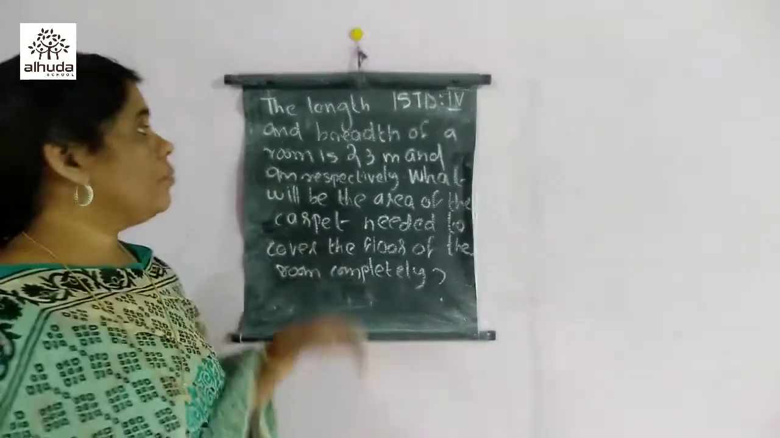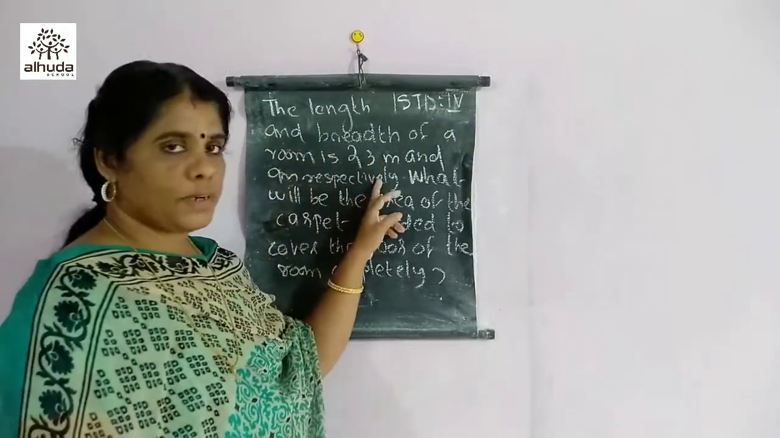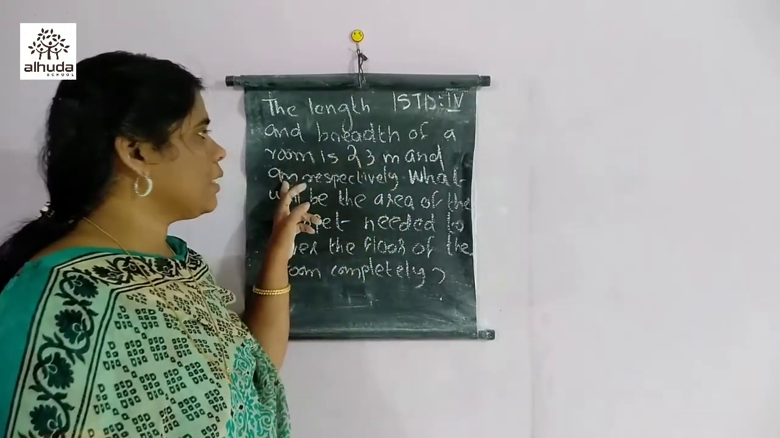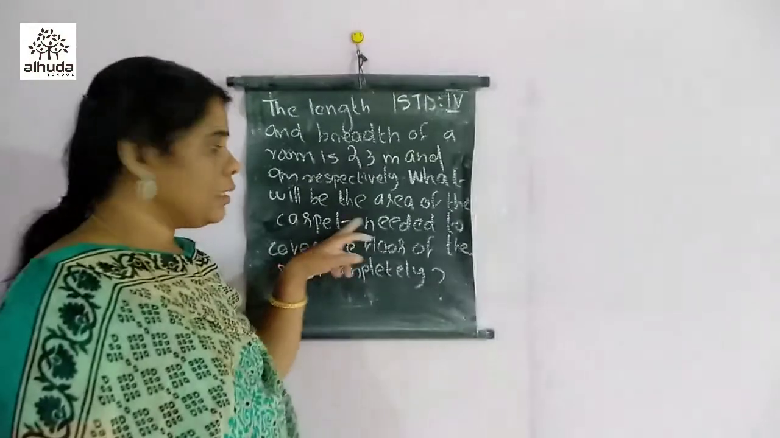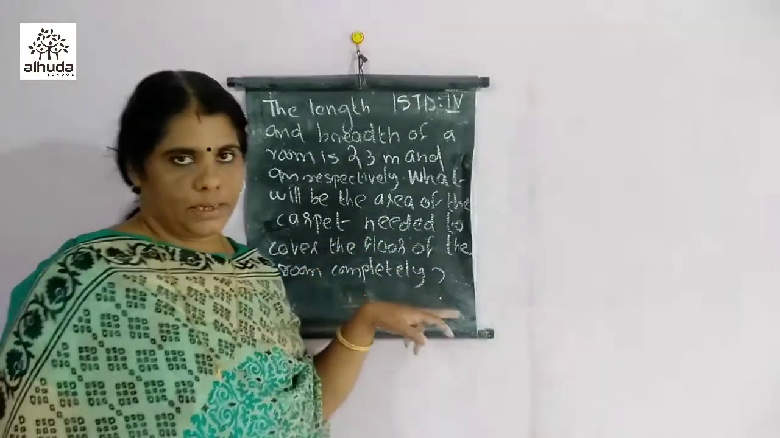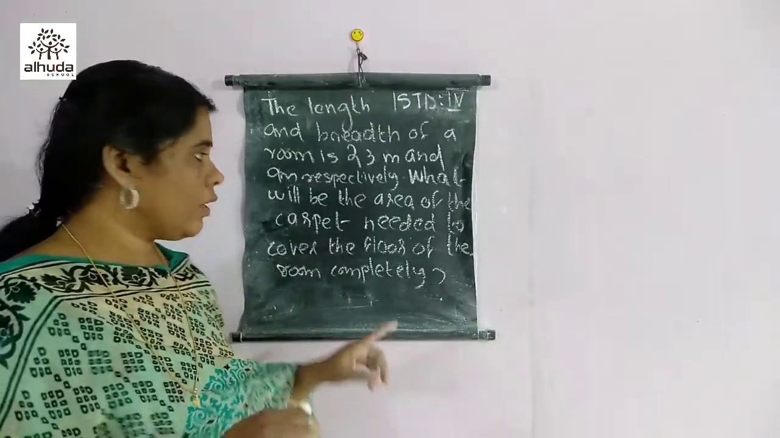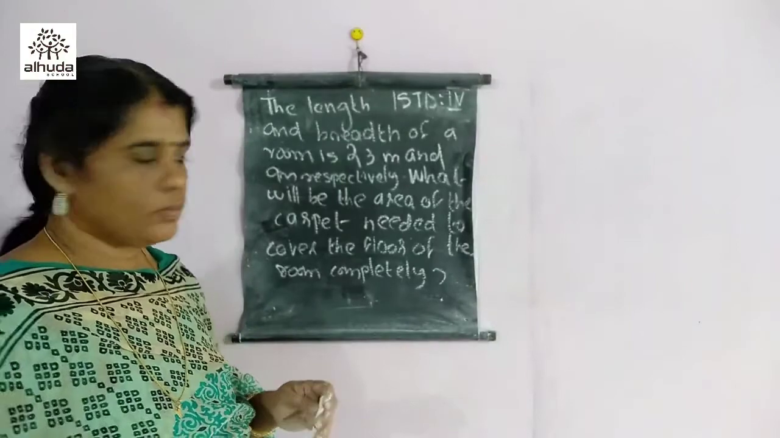Word problems. The length and breadth of a room is 23 meter and 9 meter respectively. Length is 23 meter and breadth is 9 meter. What will be the area of the carpet needed to cover the floor of the room completely? So we want to find out the area of that floor, then we will get the area of the carpet. Same, that will be.